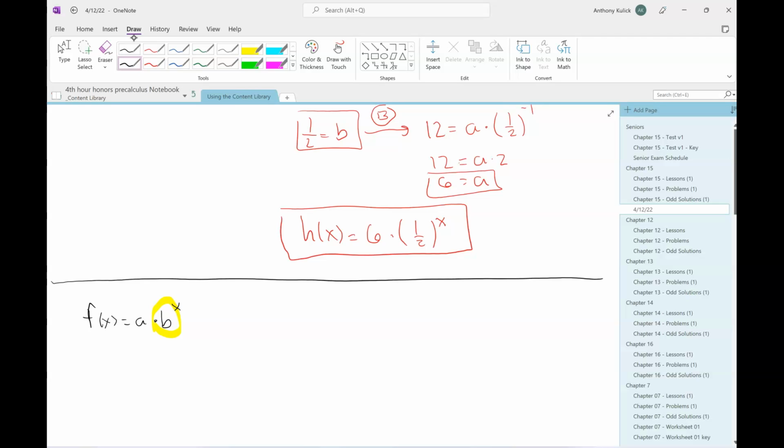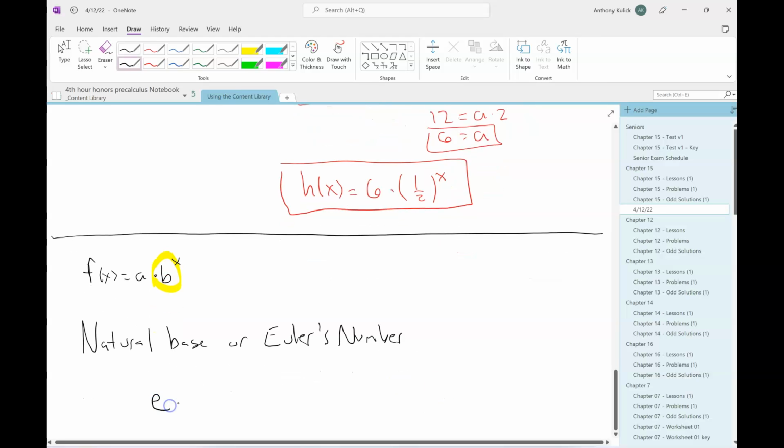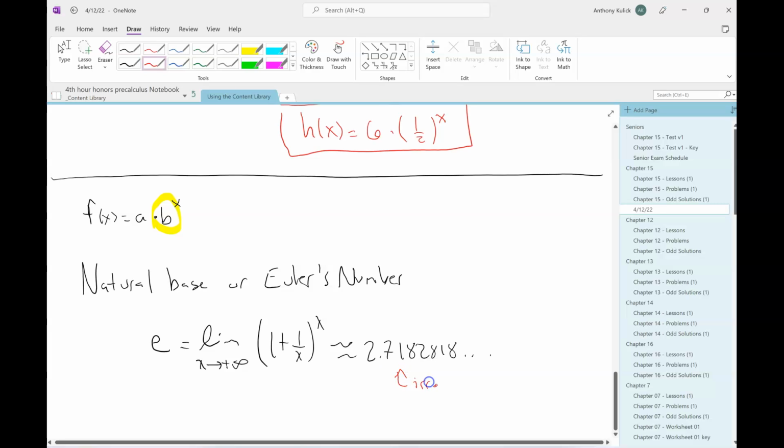The question becomes, okay, what number would I often use? And the answer is we often use the number e. We call that number the natural base, or Euler's number. We abbreviate that with the letter e. That's equal to the limit as x approaches infinity of 1 plus 1 over x to the x, and was about 2.71828, yada, yada, yada. This is just some irrational number.